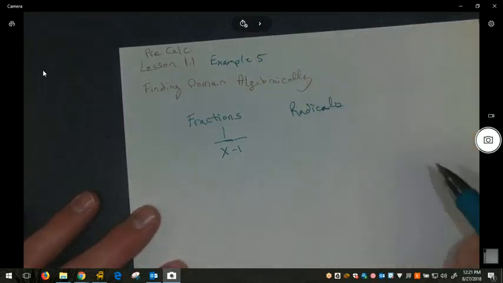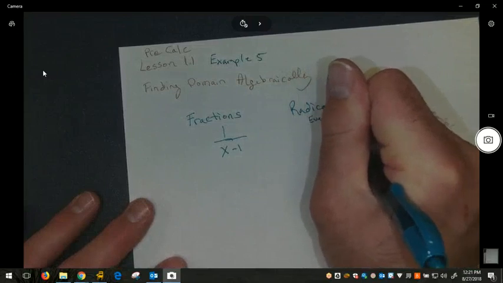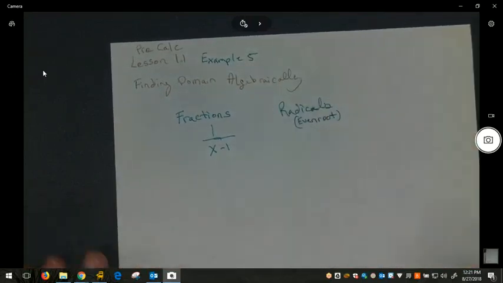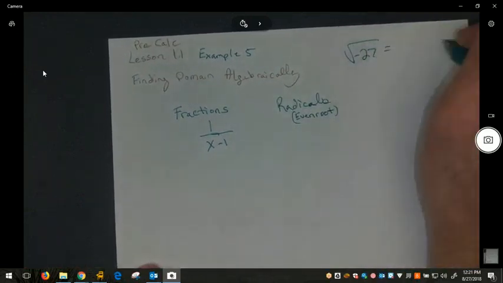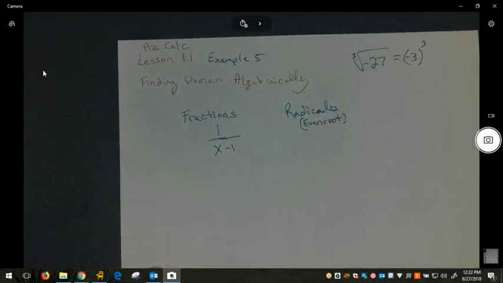Because we're doing square roots, it would have to be even root radicals. Even root radicals like square root or fourth root. So for example, cubed roots, it's okay because you can take the cubed root of negative 27 and that's negative 3, because negative 3 cubed is negative 27.